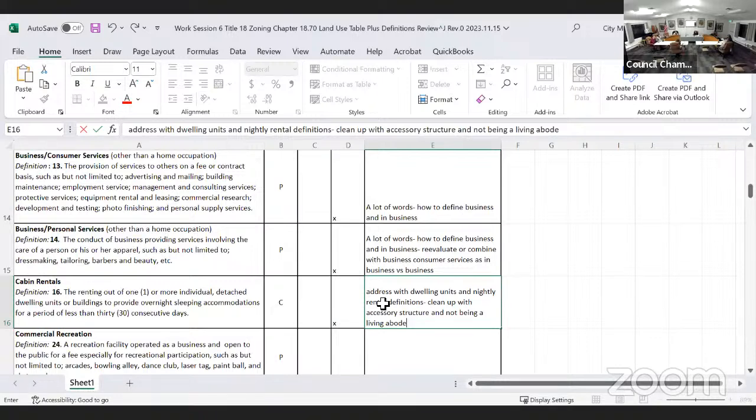I think you just don't call it an accessory structure anymore. It would just change the definition, because you can't live in or occupy a space that doesn't have water and sewer. So when you put water and sewer in it and you designate a space for living or conducting business, it's no longer an accessory.